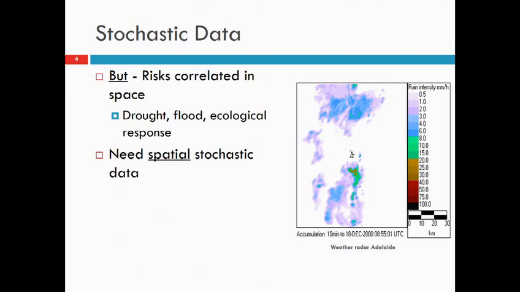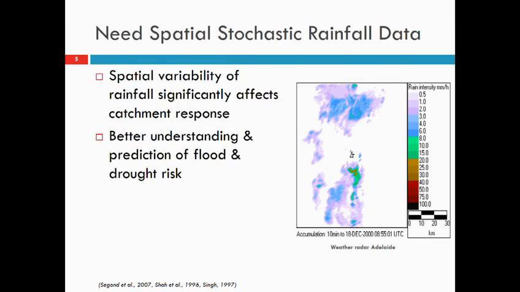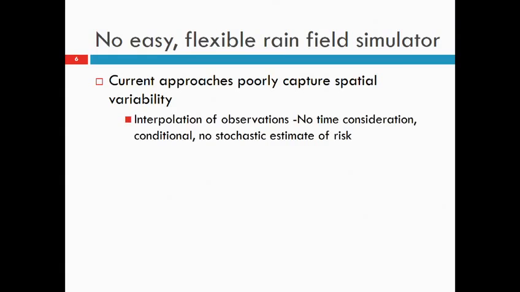We need full evolving spatial fields of rainfall, in my case, to get good estimates of risk, further compounded by the fact that the spatial variability of the rainfall itself influences your catchment response. So with our spatial stochastic data, we can really get a better understanding of both our catchment processes and have better predictions of flood and drought risk. However, currently there's no easy, flexible approach to simulating these spatial rainfall fields, with current approaches poorly capturing spatial variability.